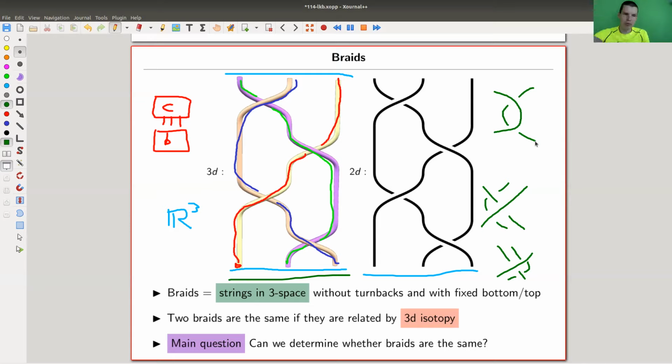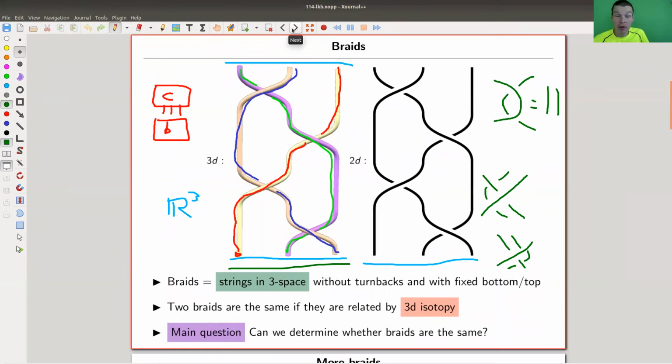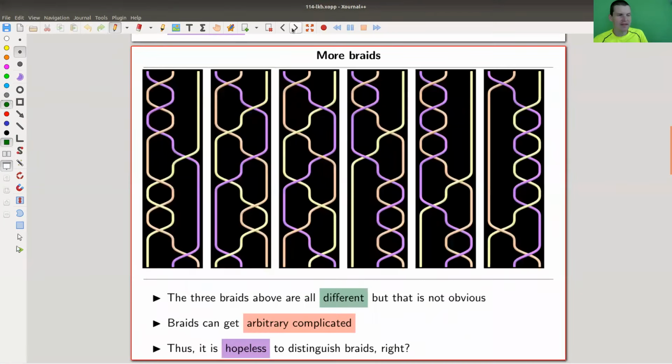In this case, you can just pull it free, and this is equal to this one. These are called the braid relations. So let's have a look at a few more braids. So here are 6 different braids.